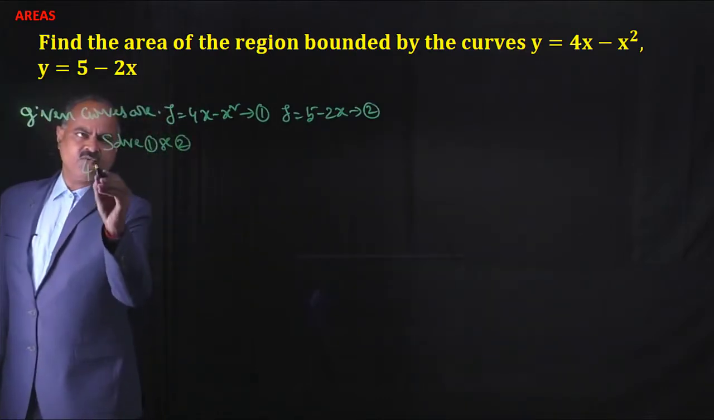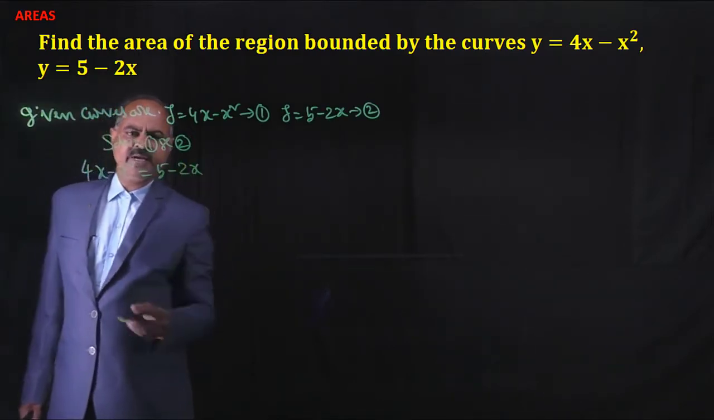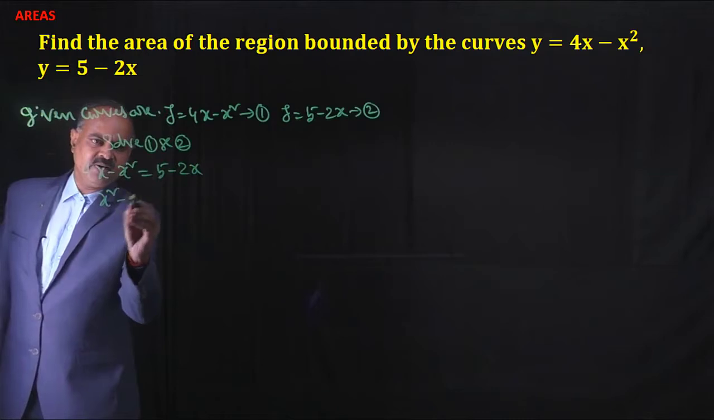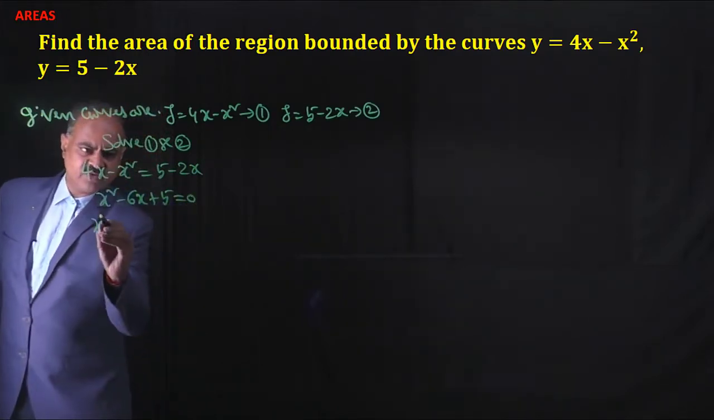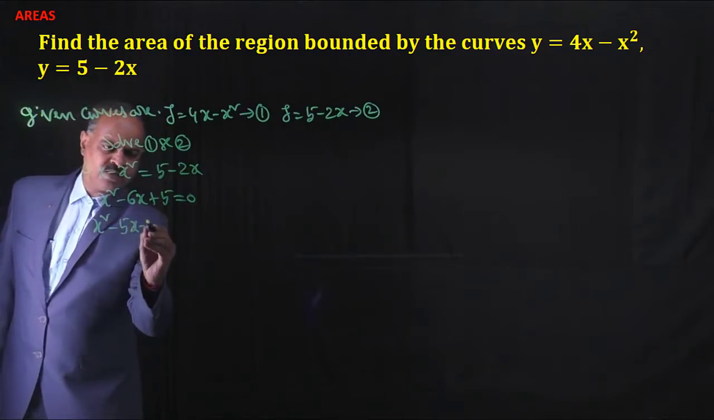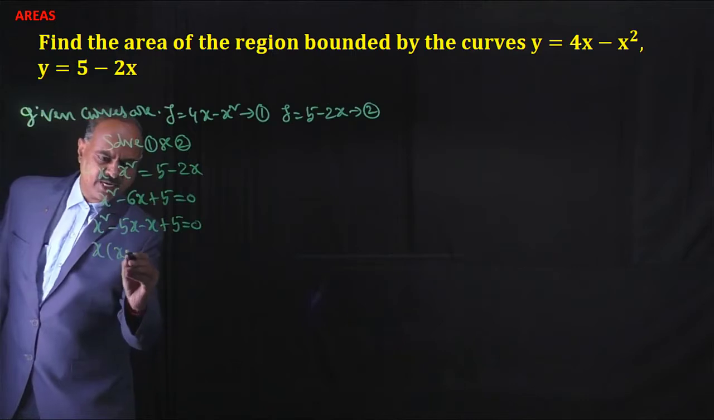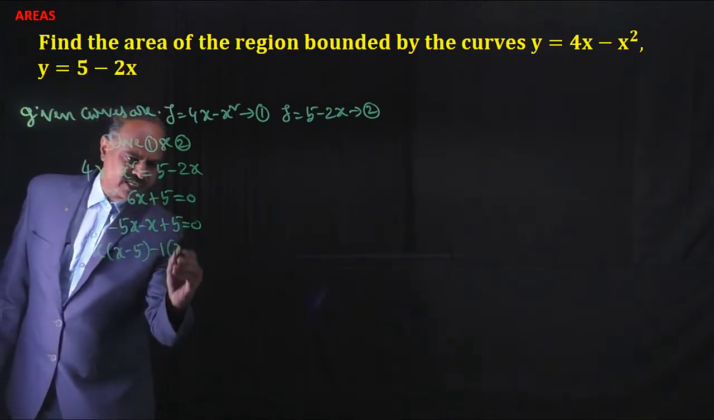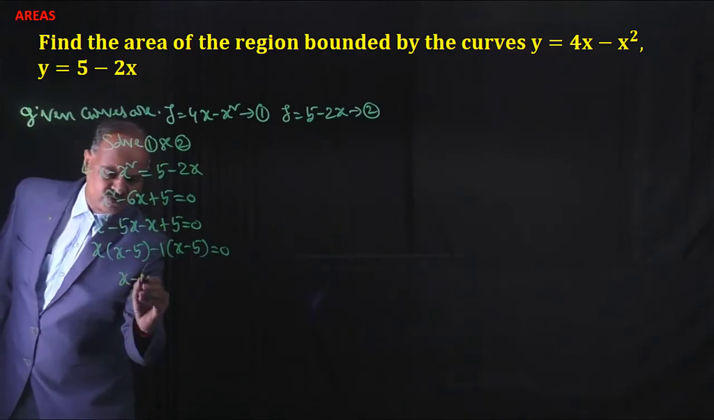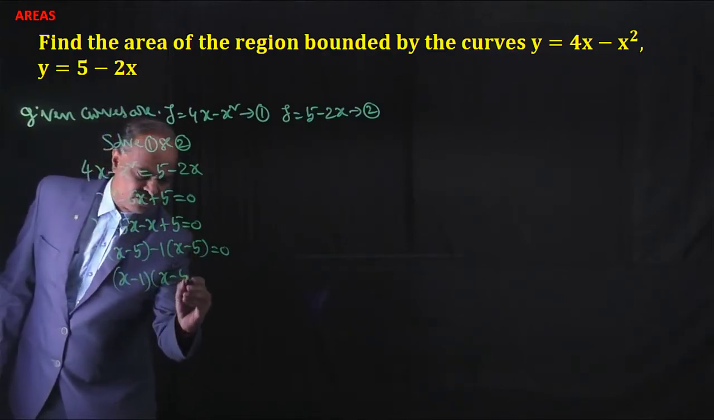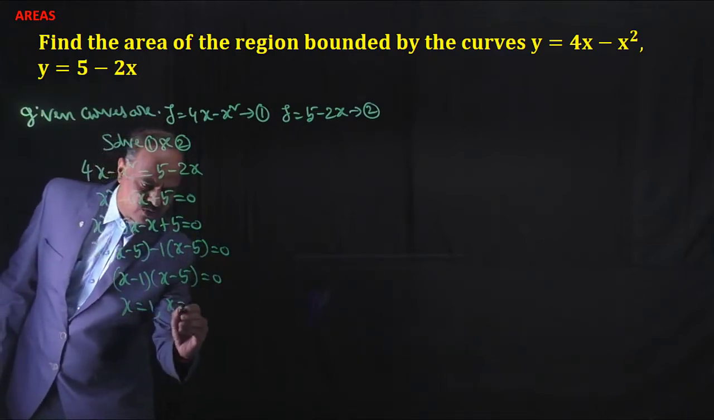4x minus x square equal to 5 minus 2x. So x square minus 6x plus 5 equal to 0. So x square minus 5x minus x plus 5 equal to 0. So x into x minus 5 minus 1 into x minus 5 equal to 0. So x minus 1 into x minus 5 equal to 0. So x equal to 1 or x equal to 5.